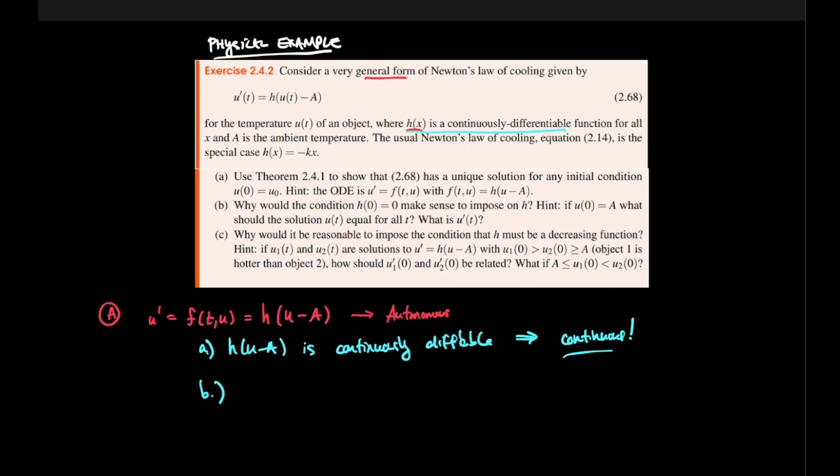So now that second part of uniqueness, having the partial derivative with respect to u, is this continuous? Well, we'd take a look at the right-hand side, and what would we come up with? We'd come up with h prime of u minus a. If something is continuously differentiable, that means that its derivative is also going to be continuous.